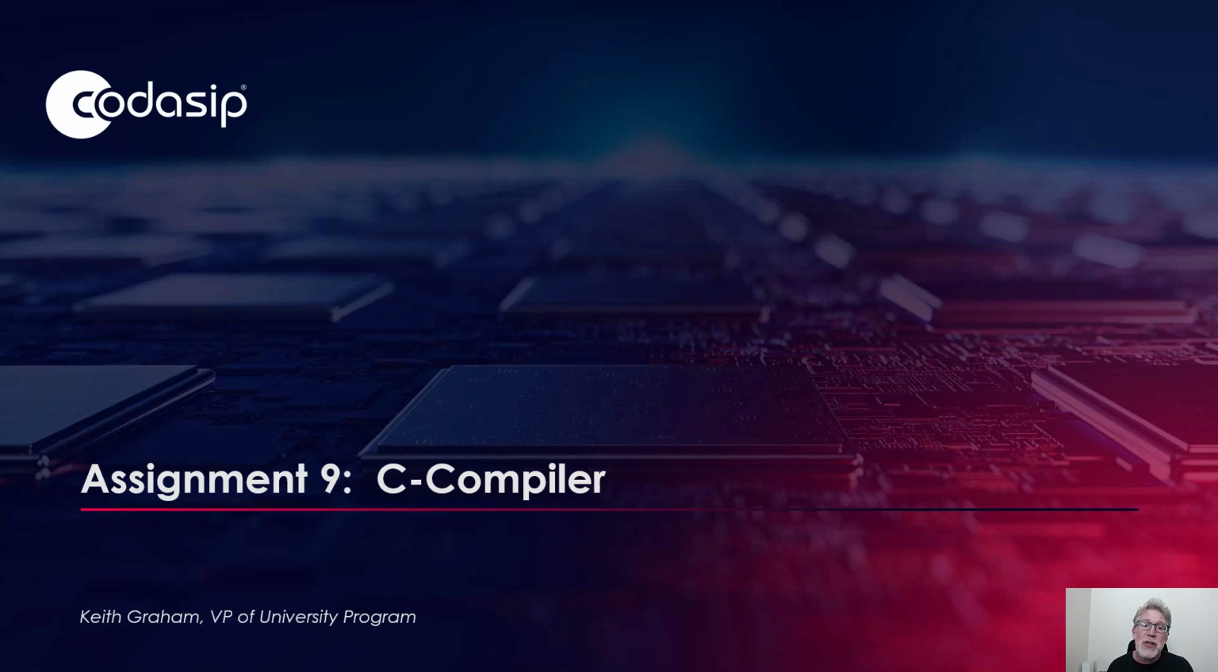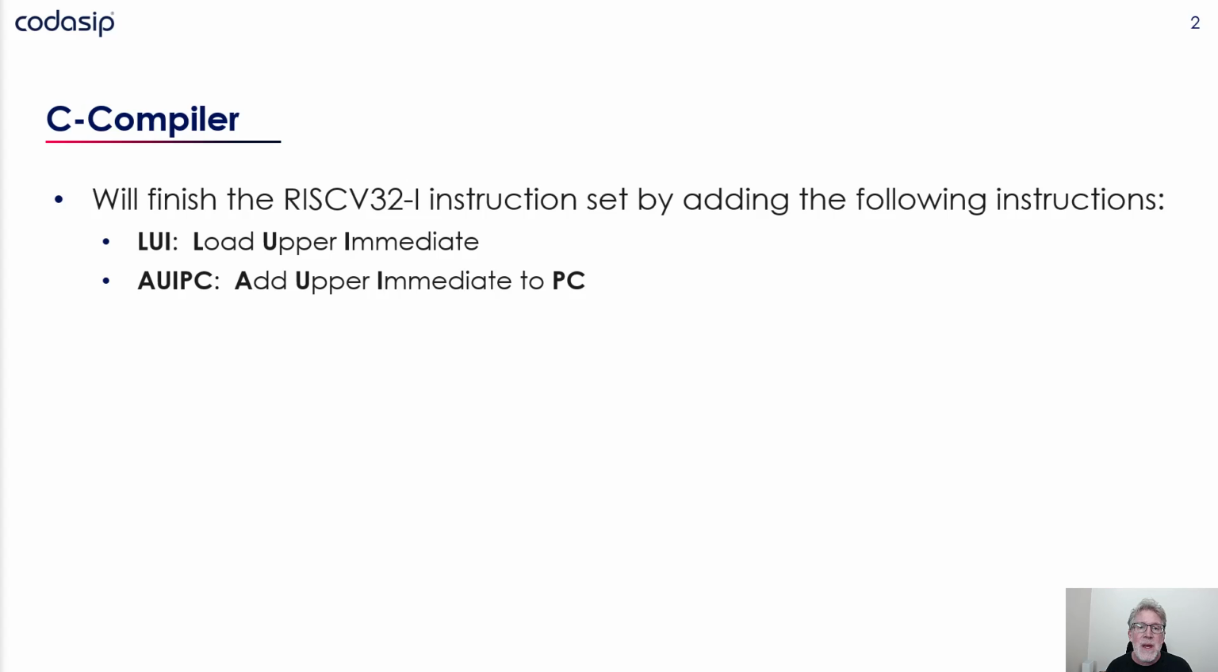I'd like to introduce you to Assignment 9, the C compiler. You will be starting off this project by completing the last two instructions of the RISCV32I instruction set in your Cycle Accurate model. The LUI, the load upper immediate, and the AUIPC, add upper immediate to the PC.